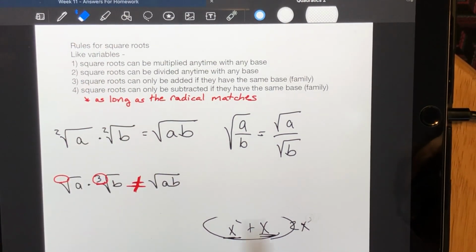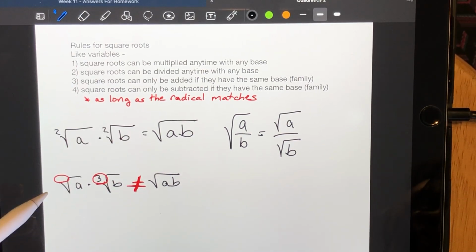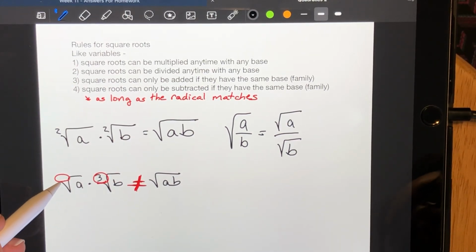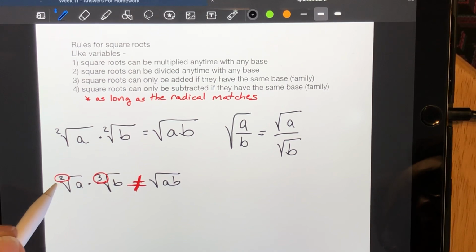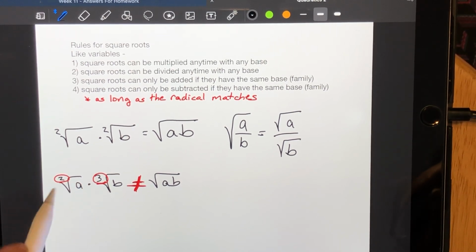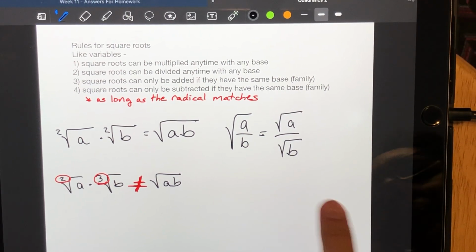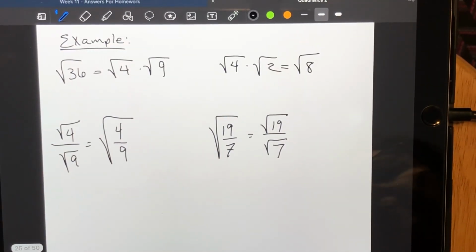In the same way, when we are looking at a radical, the root determines the family. So in this case, we have a square root, which is an understood 2. If I had a cube root, which would be a 3, I could not take the terms and multiply them together because these cannot be combined. They must stay separate. Okay, so here are some examples.